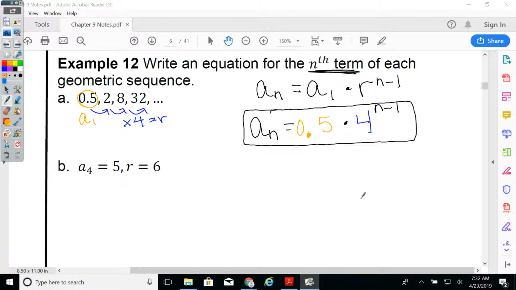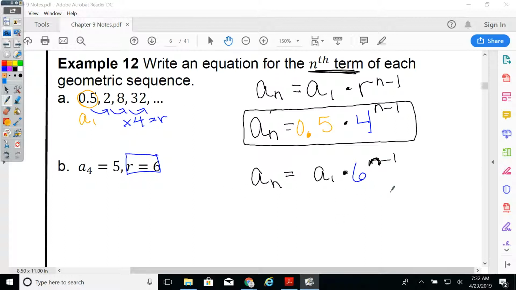All right, and b, same thing. We're trying to make this equation right here for a sub n. But if you notice what we have this time, for a sub n, we don't know what a1 is. We start at a4. So there's a couple of ways you can do this like we did yesterday. We know r is 6, because it tells us what the common ratio is. And so we need a1 here and n minus 1 there.